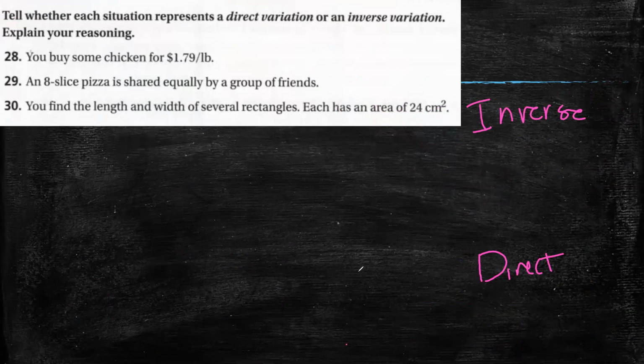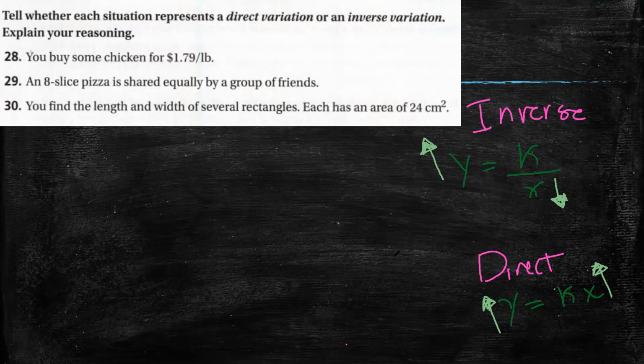That's the equation of the inverse: y equals k over x. And for the direct, y is k times x. Now, for the inverse, if x increased, y decreased. But for the direct, if x increased, y increased too. Let's have now some examples to determine whether these situations represent a direct or inverse variation.